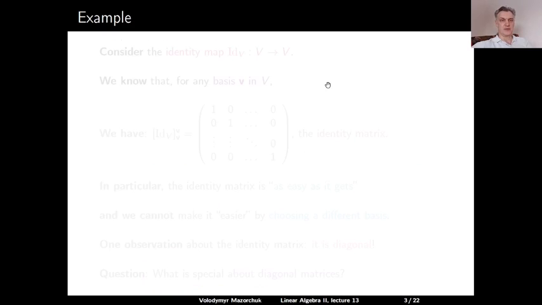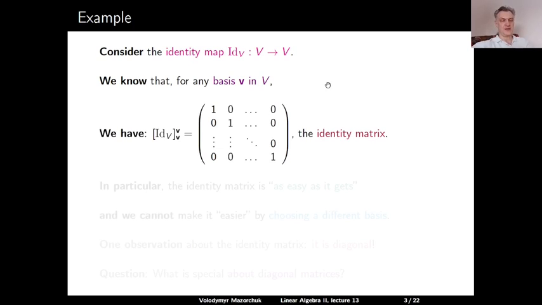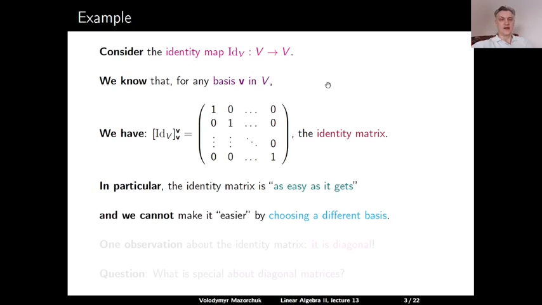Let us do one example. Consider the identity map from V to V. We know that in any basis bold V in V, the matrix of the identity operator in this basis bold V is the identity matrix. So this does not depend on the choice of V. In particular, the identity matrix is as easy as one can get. One cannot make the identity matrix easier by choosing a different basis.